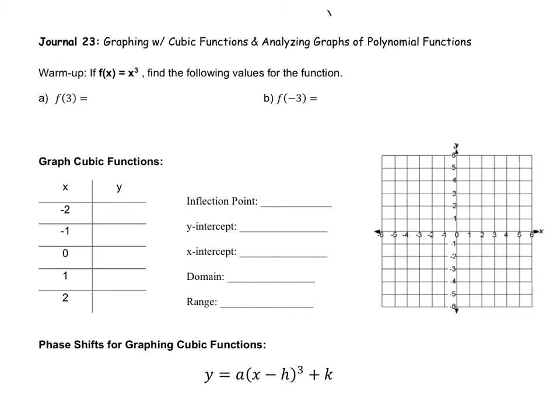So we've learned about x to the first power, we've learned about x to the second power, and today we get to learn about x to the third power. So what does that graph look like? How does that behave? So let's start with a basic warm-up here where we're given a function.